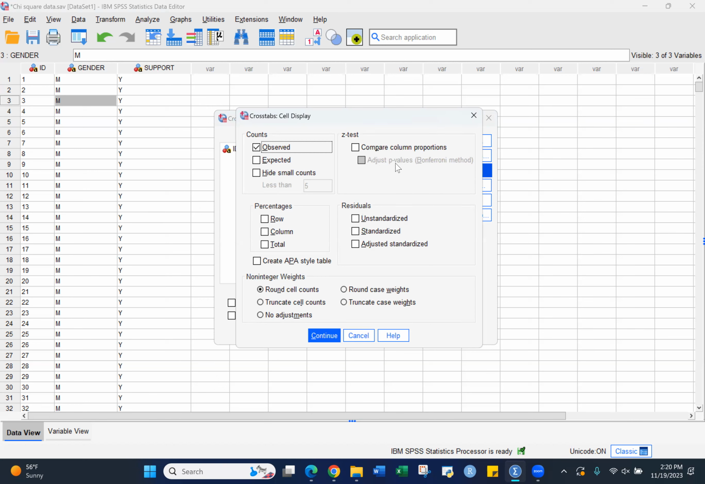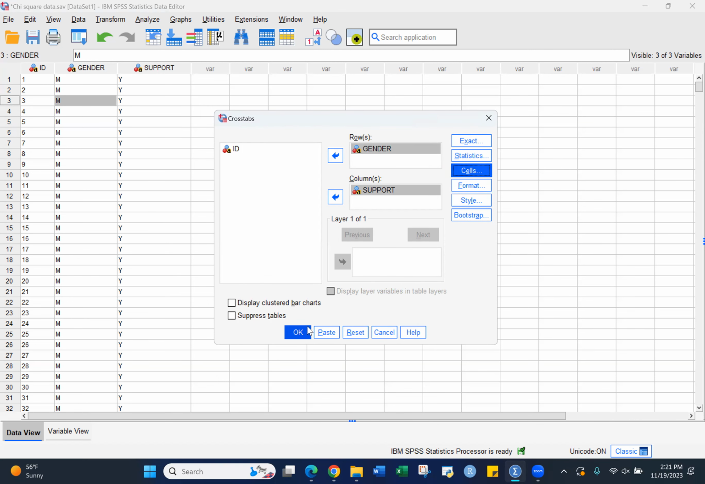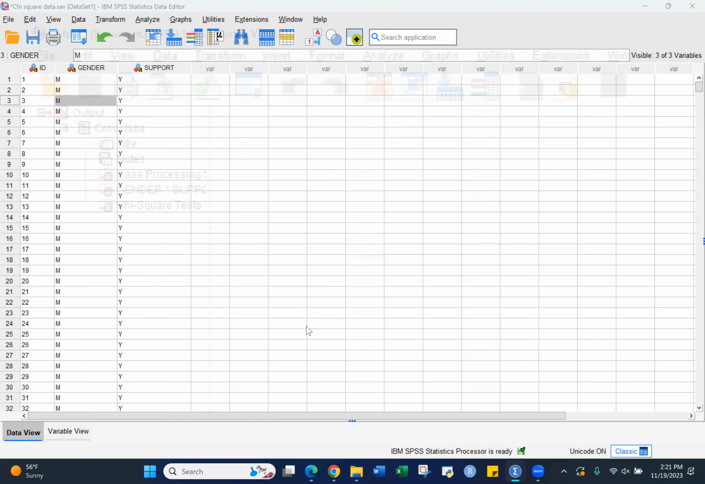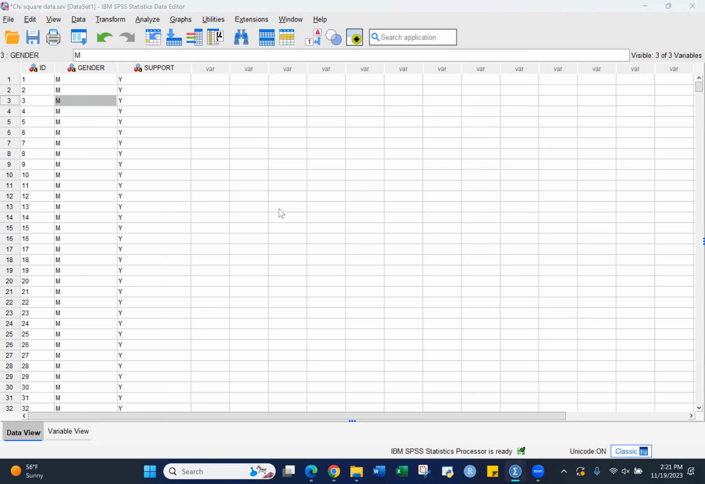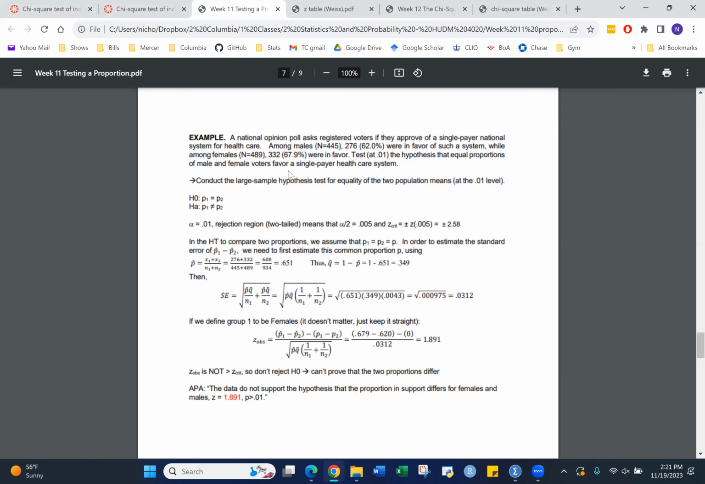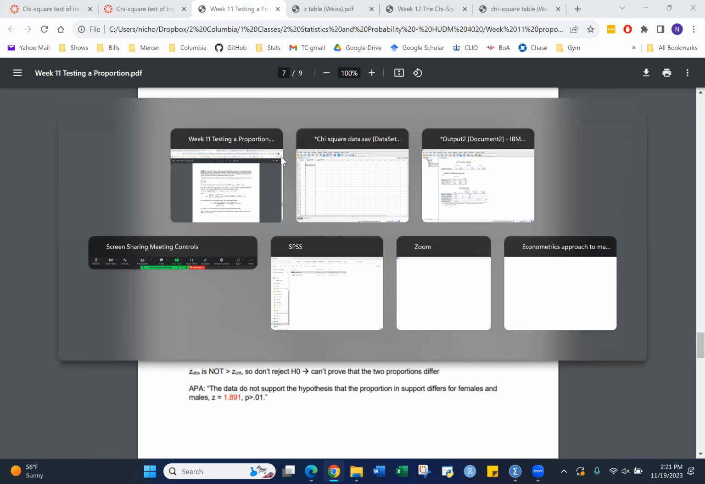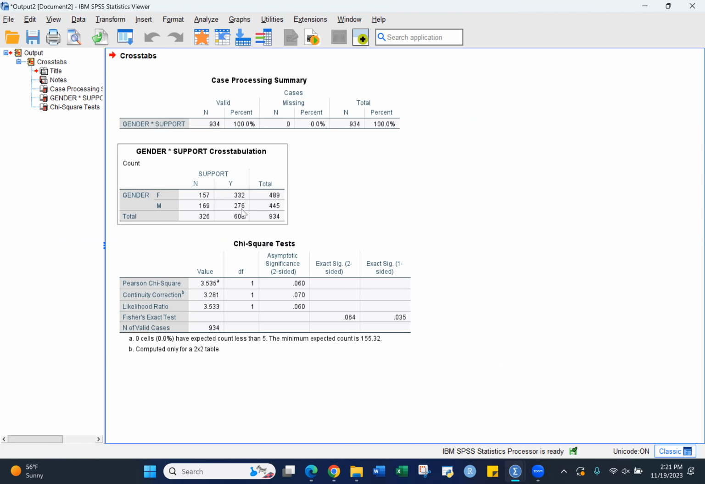Right now, I'm not going to do anything in cells, but we'll come back to that in a second. So I'm going to hit OK. And the first thing I'm going to do is just check my data and make sure it looks right. So I have 489 females, 445 males. We had 276 in favor for males and 332 for females.